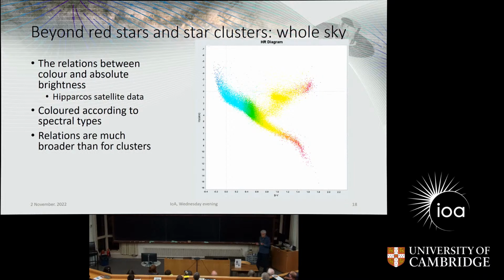Note that the relations here are very much broader than what we've seen in the clusters. The clusters were all very narrow relations, but here they're much broader. The reason is that here you get a mixture of stars of different ages and different chemical composition, which have different evolution behind them. There we've got the red giants that we were talking about, and there we've got the red dwarfs.